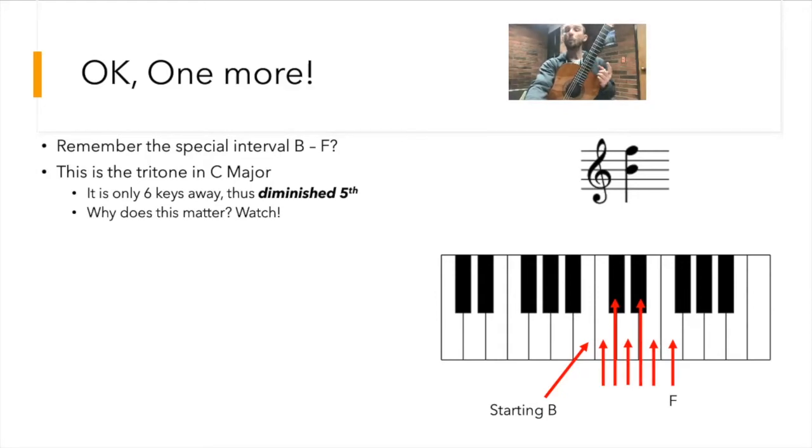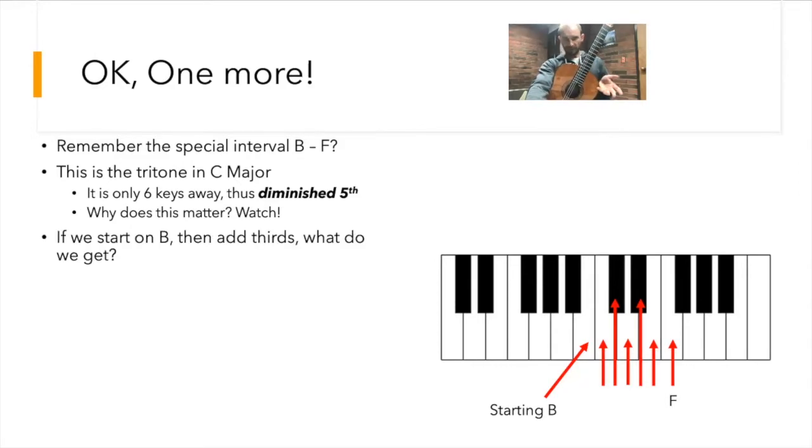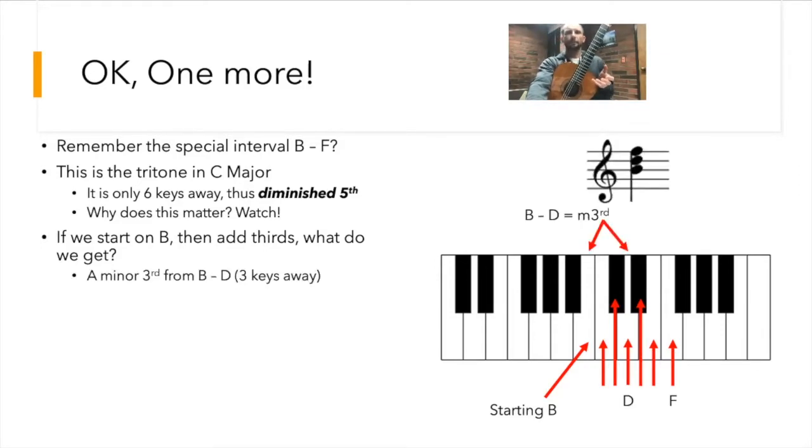Why does this matter? Well, watch what this does when you fill in this fifth. Because if we start on B and start adding thirds, we get this interesting chord. B to D, minor third. So B, 1, 2, 3 keys away. B, D. On the guitar, you can do so many unisons. It's kind of cool. So you have B, D, 3 keys away.